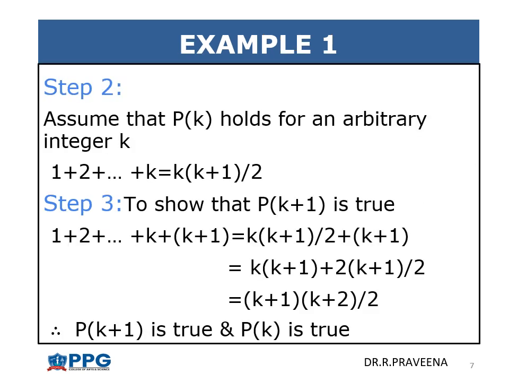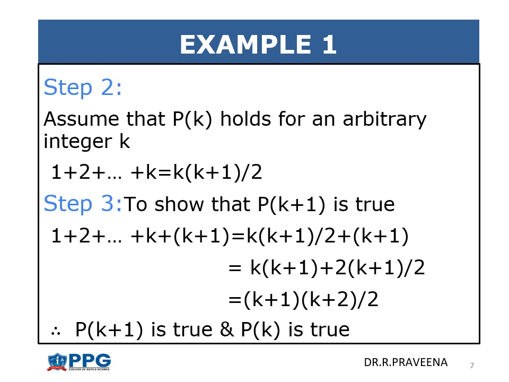Next, step 2 is the inductive step. Now, as the given statement is true for n equal to 1, we shall move forward and try proving this for n equal to k. That is, we have to assume P of k holds for an arbitrary integer k. The statement can be written as 1 plus 2 plus etc. plus k equal to k into k plus 1 divided by 2. Step 3. Let us now try to establish that P of k plus 1 is also true.